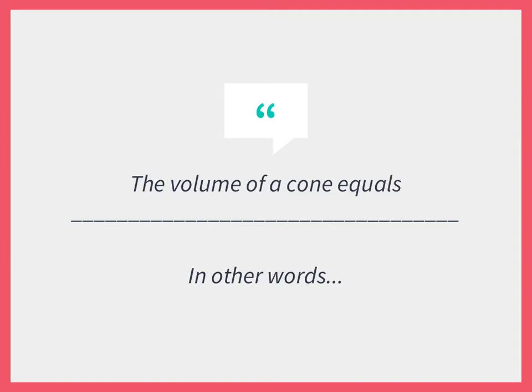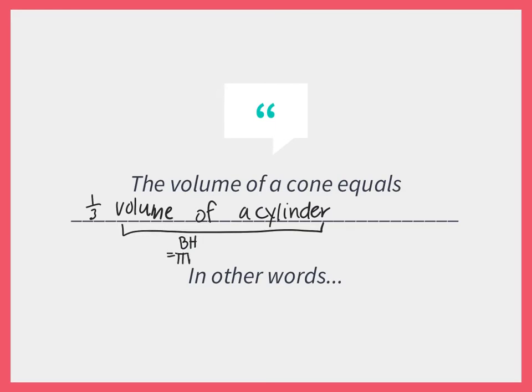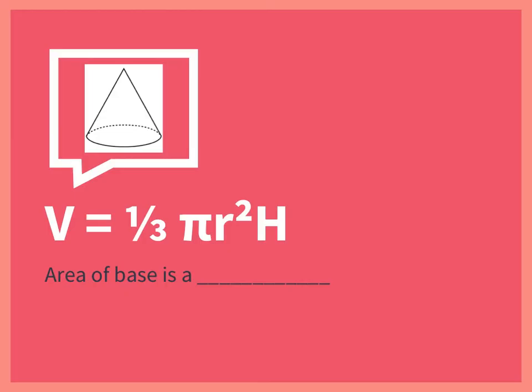So what that shows us is that the volume of a cone equals 1/3 the volume of a cylinder using the same radius, the same height. Let's recall that the volume of a cylinder is the area of the base times the height, and this is pi r squared times the height. So for our cone, we have 1/3 pi r squared, which is our base, times the height of the cone.